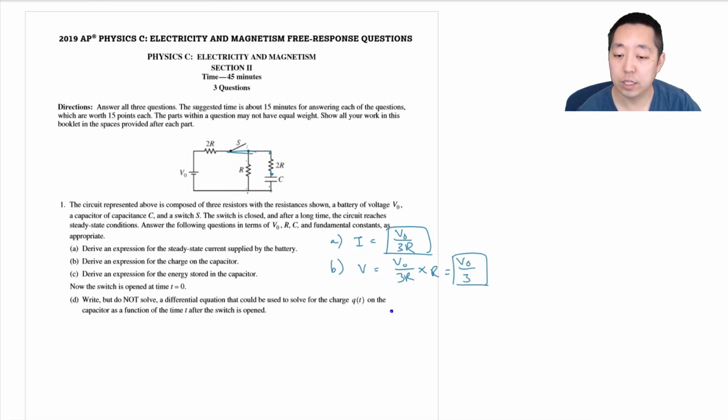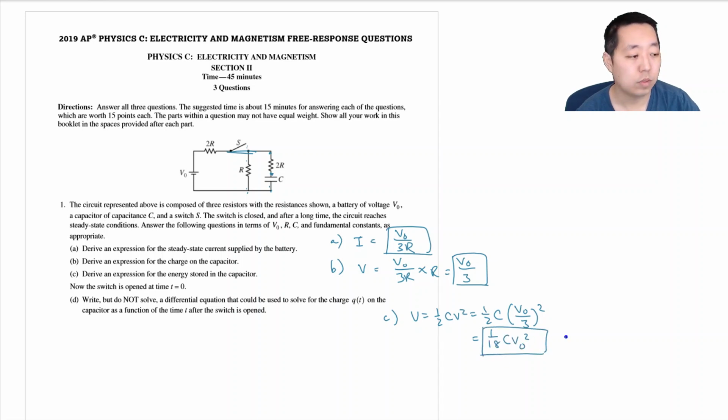Derive an expression for the energy stored in the capacitor. Energy is 1/2 CV squared. 1/2 C times V0 over 3 squared, and that's 1/18 C V0 squared. Okay, these should all be right.